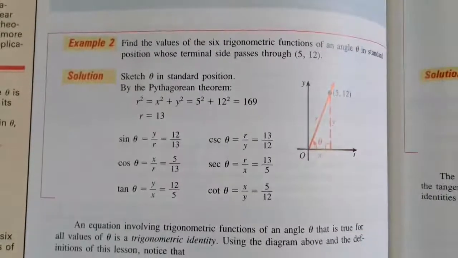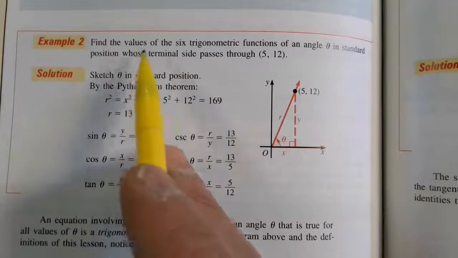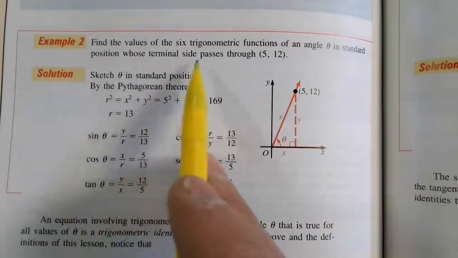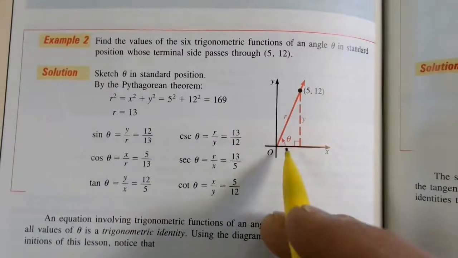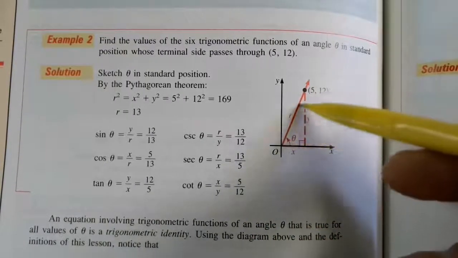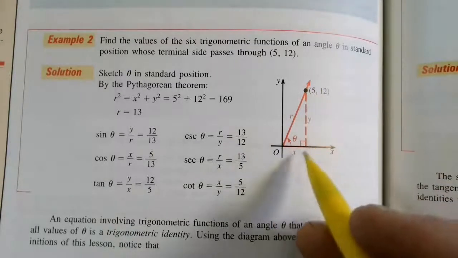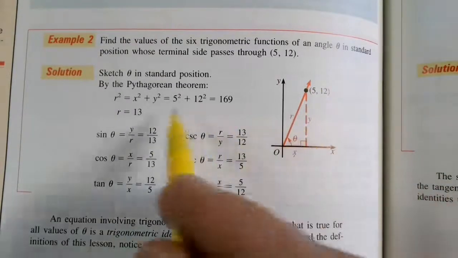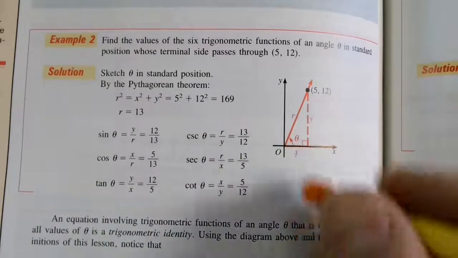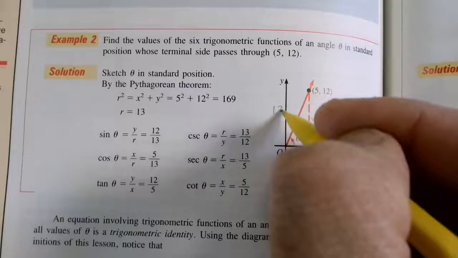So, the second example, which I'll let you look at, I'm not going to rewrite it out because you can do this. It says, find the values of the 6 trigonometric functions of an angle theta in standard position whose terminal side passes through (5, 12). So here we have the initial side of this angle on the x-axis, and we have the terminal side passing through (5, 12). We've labeled the sides of our resulting triangle x, y, and r. We're going to use the Pythagorean Theorem with our 5 and the 12 to find out what r is, and it's actually going to be 13. Let me pencil it in. 5, 12, 13.